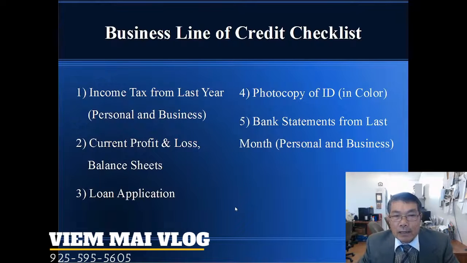We do a business line upgrade. We have the checklist. We need the income tax from last year, personal or business. Because they have a business line, they should have a business. Current profit and loss, and the balance sheet, loan application, photo ID in color, bank statements from the last 2 months, personal or business.